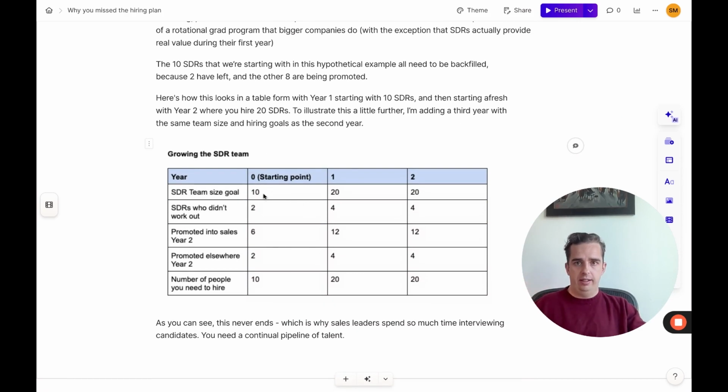So we're going to start with 10. We're going to have to start afresh in the second year. Sorry, if we look down here. And then we're going to have to start again at the start of the new year, right?